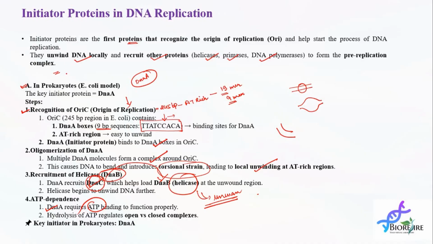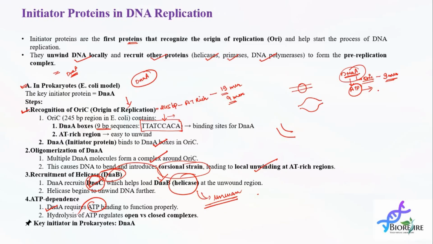And the key initiator protein is DNA A. In short, first DNA A recognizes the ORI region. In the ORI region, basically it will recognize the 9-mer sequences. And for performing its action, it requires ATP. Whenever this ATP is hydrolyzed, due to the hydrolysis, the unwinding process will start. A number of DNA A proteins will bind. It will create the torsional strain.